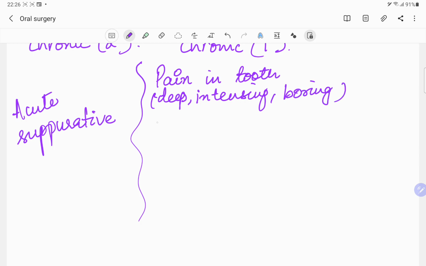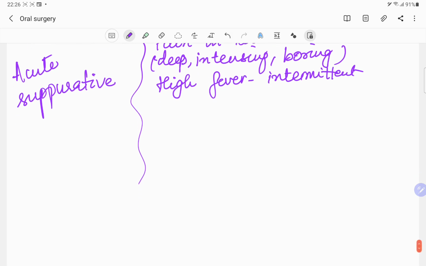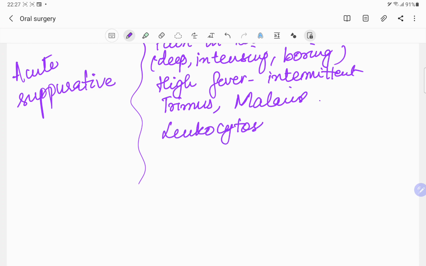We also see intermittent high fever. And the patient is not able to open or close the mouth. So it is painful. The patient is having trismus. Since the patient is having fever, there is a malaise. So these all are basically the signs of inflammation. We see increase in the leukocytes, so leukocytosis. Also there is increase in the ESR and the C-reactive protein.